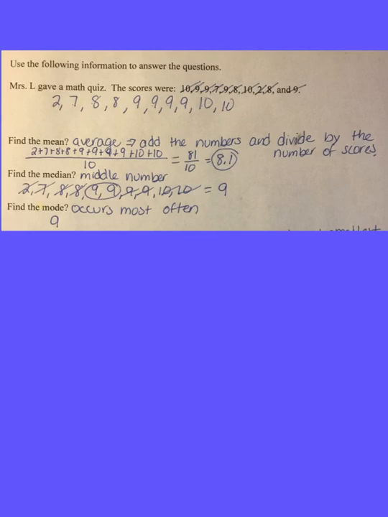Next, I'm finding the mode, and the mode is a number that occurs most often. And if I look back at my numbers, I can see that 9 occurs 4 times. So 9 is the number that occurs most often.